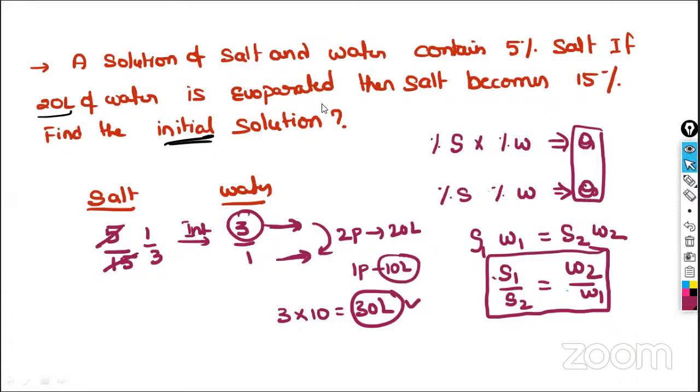Done. So in an examination, no need to think seriously. Simply, how can we take 5 is to 15? That is 1 is to 3. Reverse order, 3 is to 1. Difference 2 parts, 10 liters. Then what are the 3 parts? It's over without pen and paper.